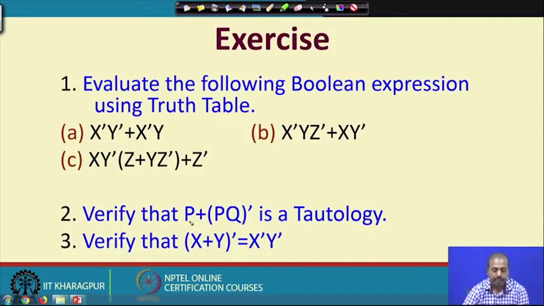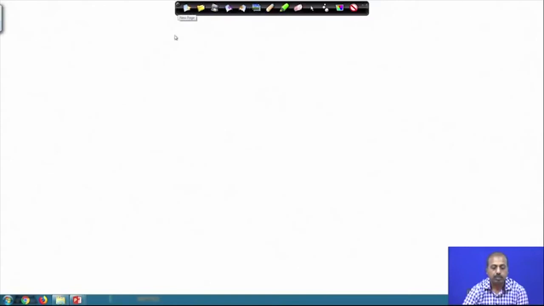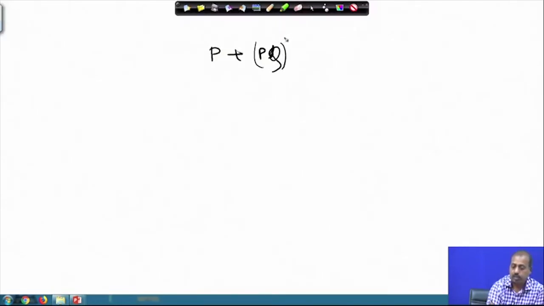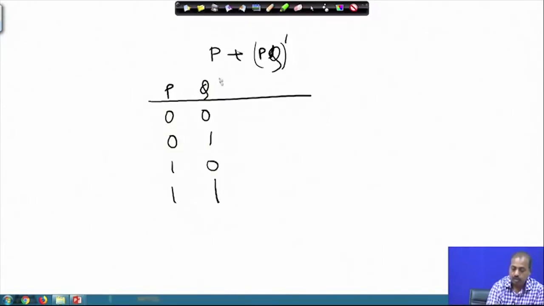It says: verify that p plus p q bar is a tautology. So let us see how to do this. How do we do this? There are 2 variables in this expression, p and q. So accordingly, we take 2 columns, p and q. They can take the values 00, 01, 10, and 11.